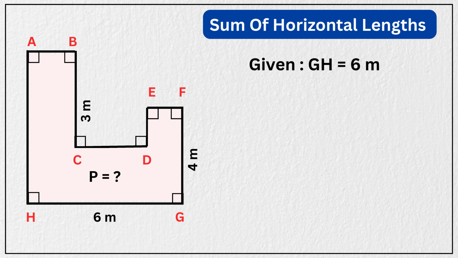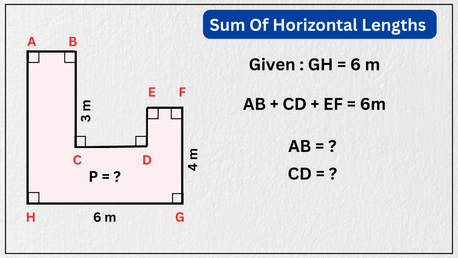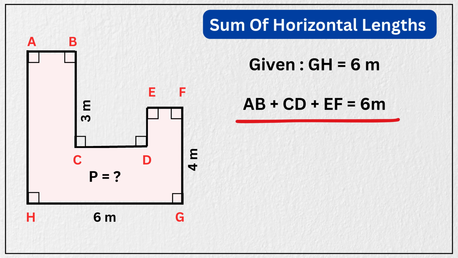Now, although we don't know the lengths of the individual horizontal segments on the top side, can you observe something? All those little line segments, AB, CD, and EF, all add up perfectly from left to right, just like the bottom side, GH. That means their total length must also be 6 meters. Even though we don't know each individual segment's length, it doesn't matter, because we only need their sum to find the perimeter. So GH is 6 meters, and the combined length of AB plus CD plus EF is also 6 meters.